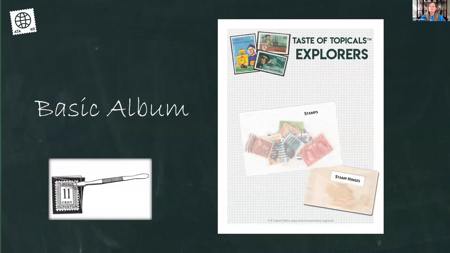The type of album you will use will depend on the condition of your stamps. If you collect used stamps, it's not a problem to use hinges on them when creating an album. ATA has several album pages that you can download from the website. These display the topic, but leave the rest of the page for you to place the stamps as you wish. There's a nice grid on the page. You can write the information right next to the stamp on the page.